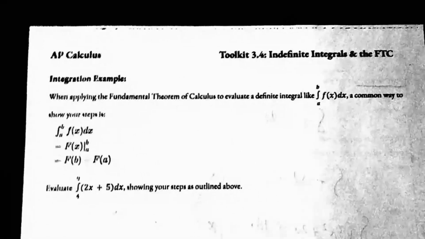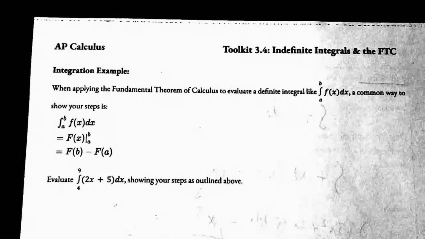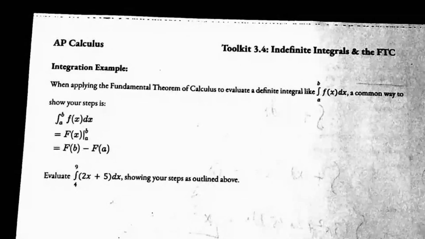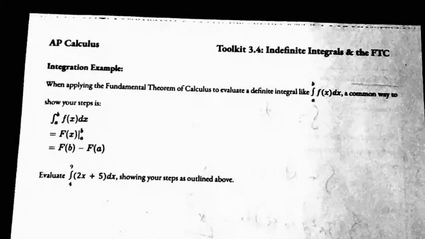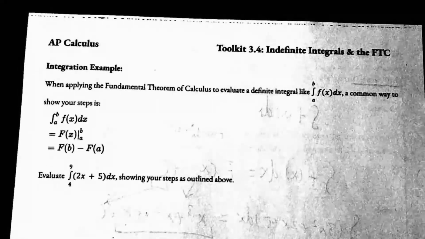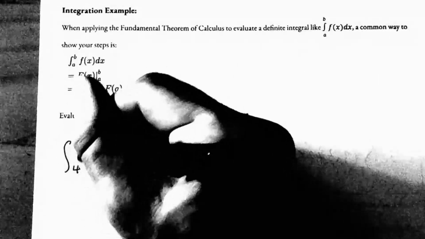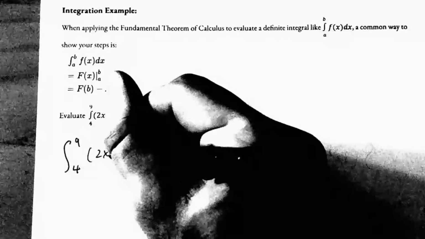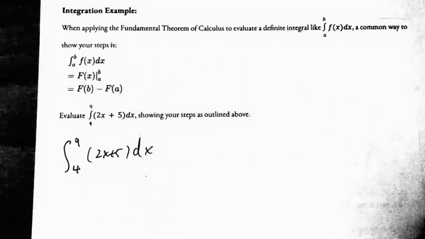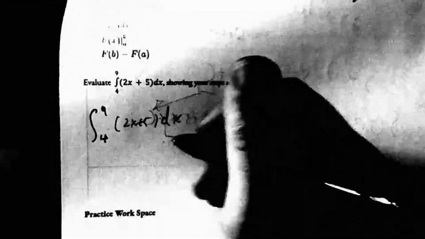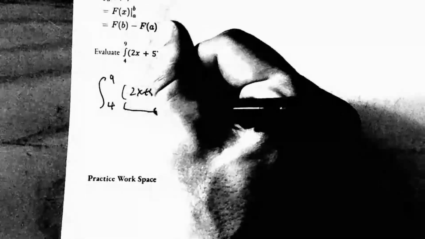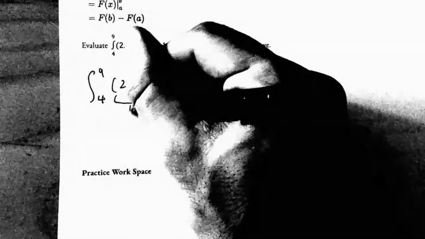Okay, let's do a practice. When applying the fundamental theorem of calculus to evaluate a definite integral like the integral from a to b of f of x dx, a common way to show your steps is the following. So we're going to follow this as an example. I'm going to write that out clearly. We have the integral from 4 to 9 of 2x plus 5 dx. The first step is to find the antiderivative. So I want to find the antiderivative of this in the middle. Okay, so let's do that.